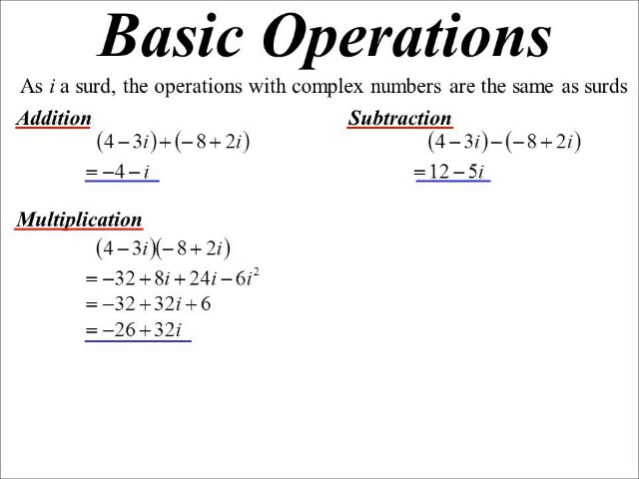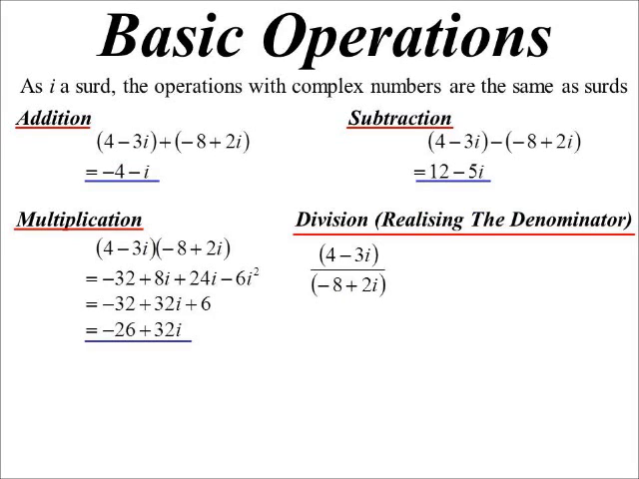Now, when I'm actually writing this, working out down, I probably don't write down the line minus 6i squared. I probably just go straight to plus 6. But you just got to be careful, because i squared being negative, and then negative times negative is a positive, and so on. Now, division is where we realise the denominator.